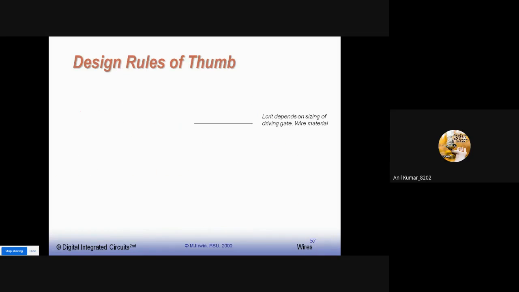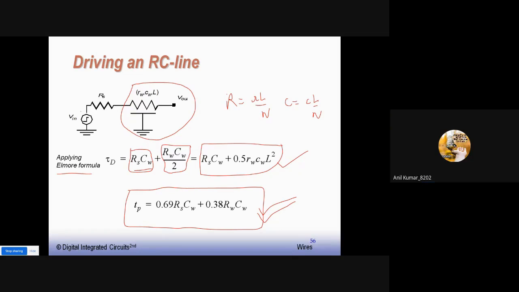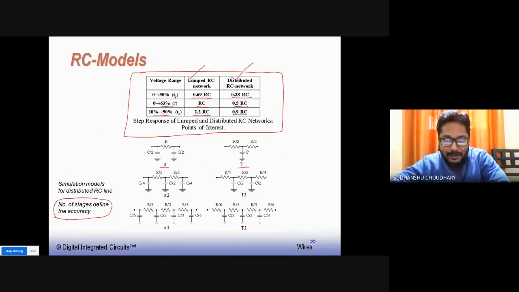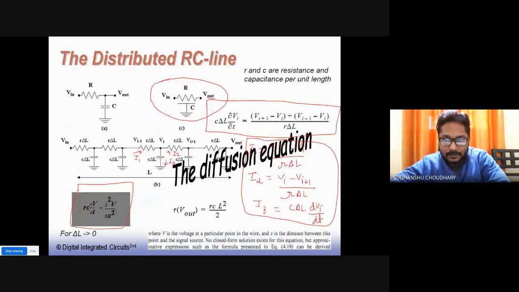Hello, sir. Yeah, please. The value of R is RL by N and C is CL by N. Where is the N square in the multiplication of RC by 2? Yeah, correct. So let us go back again and check.